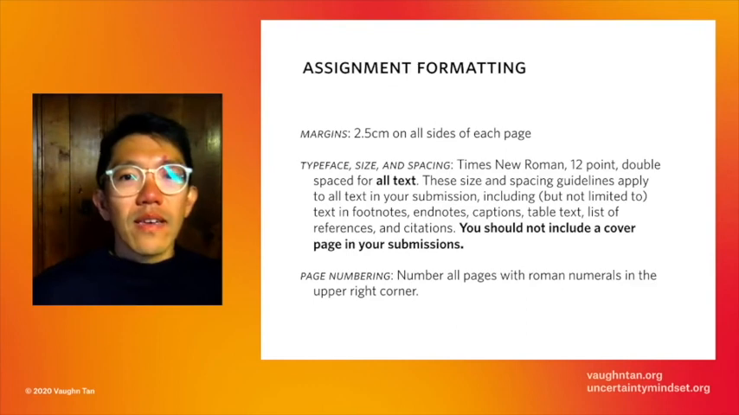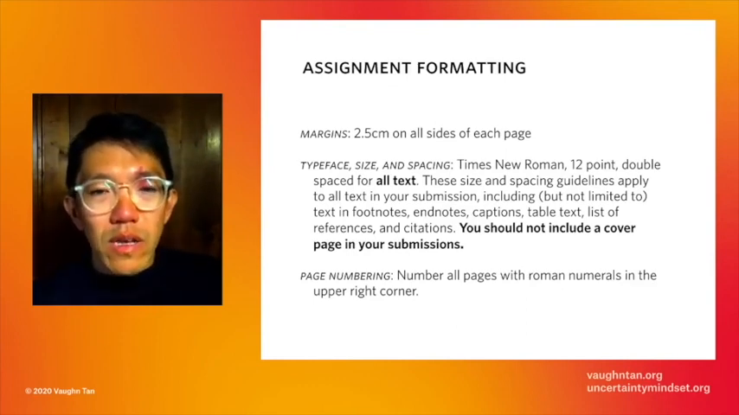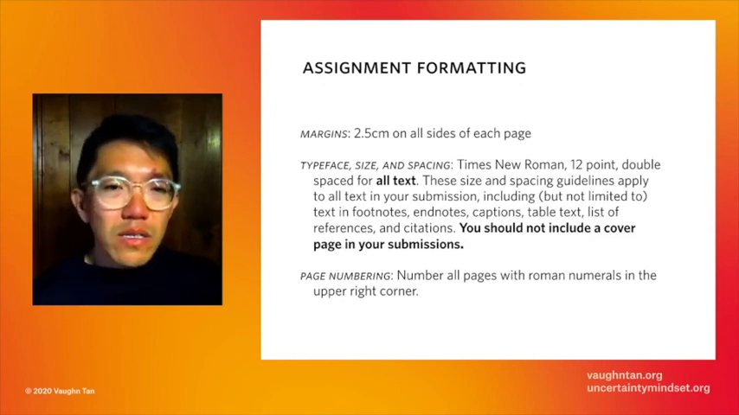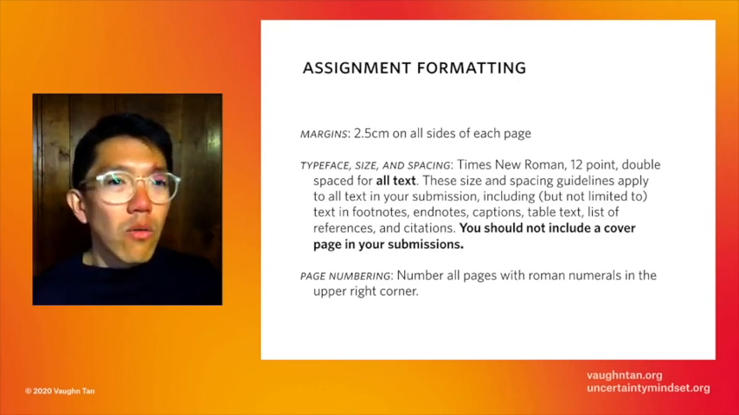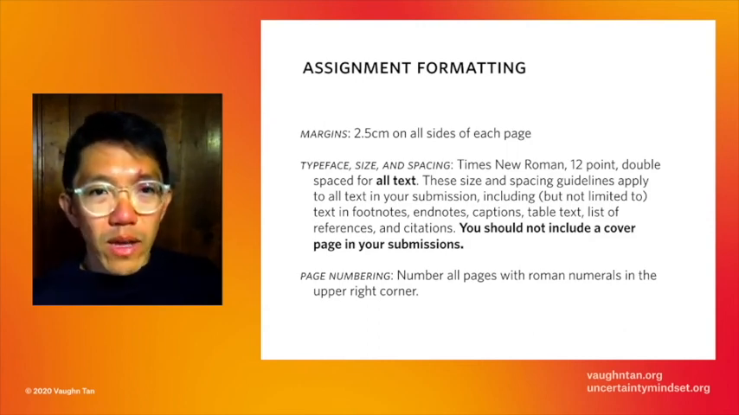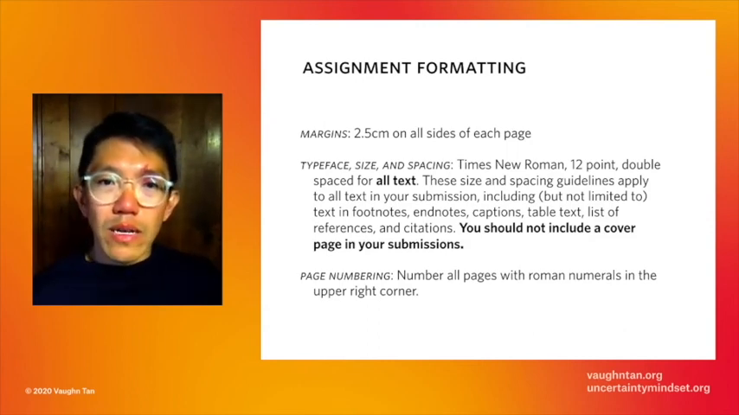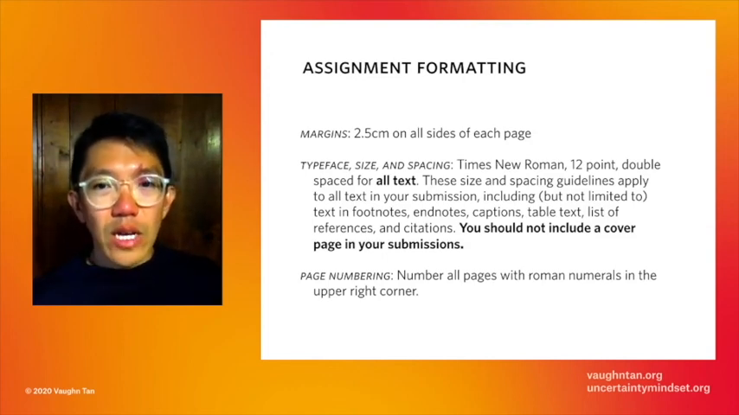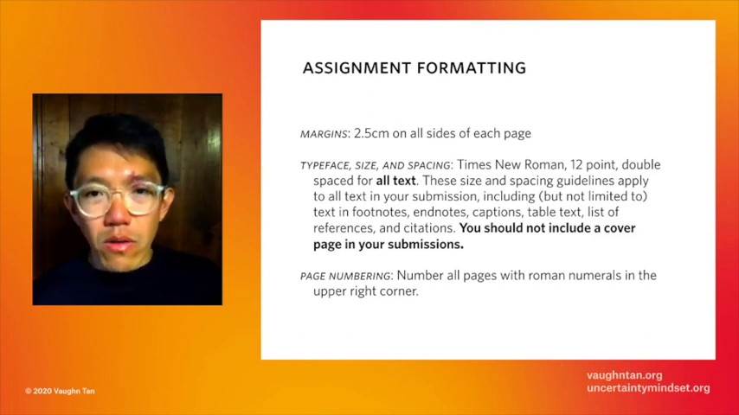Now, assignment formatting. In previous years, we had word counts, and those didn't work very well because students were really stressed out by it for some reason. Now we're using a page limit. The page limits are 16 pages for the final assignment, 2 pages for A1, 2 pages for A2. What we do require you to do, and there's no flexibility on this, is format all of your pages the same way. The margins should be 2.5 cm on all sides of each page, and it should be Times New Roman 12-point double-spaced for all text, literally all text, including but not limited to the footnotes, your endnotes, your captions, your table text, your reference list, and your citations.